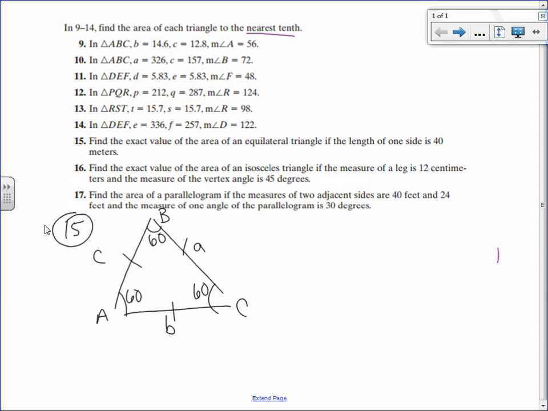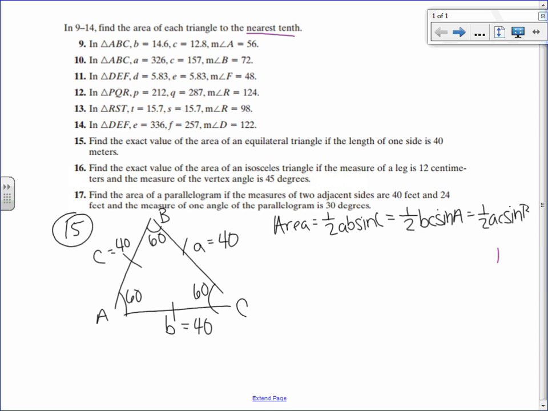And I want to find the exact value of the area if the length of one side is 40. Well, so if A is 40, that also means that B is 40, and that also means that C is 40. So it doesn't really matter. I can do that the area is equal to 1/2 AB sine C, or that would be the same thing as if I did 1/2 BC sine A, or I could do 1/2 AC sine B. Totally up to you which one you want, because they all mean the exact same thing. All of them are legit ways to find area.